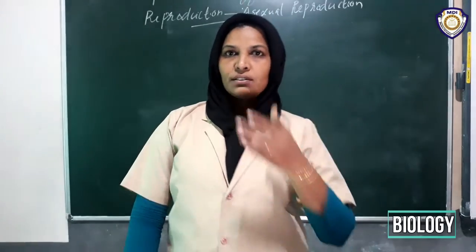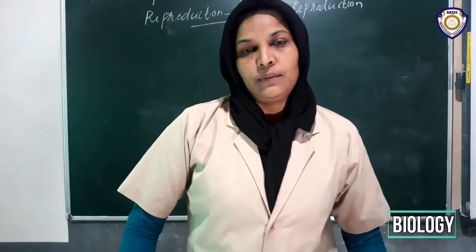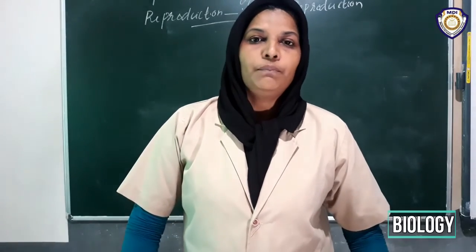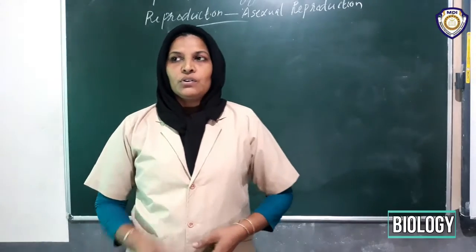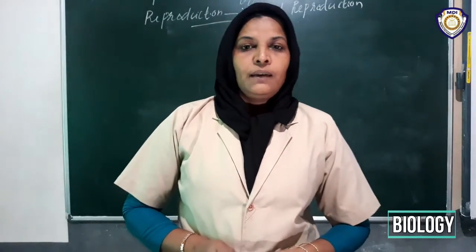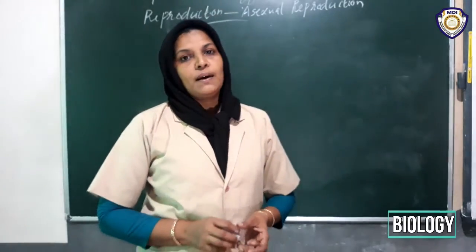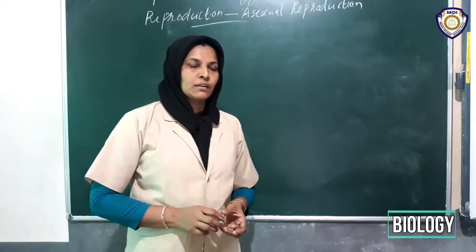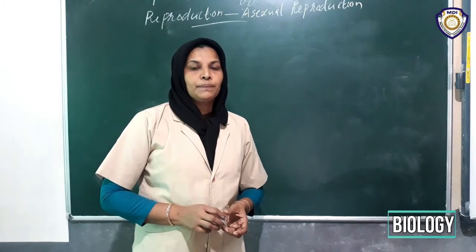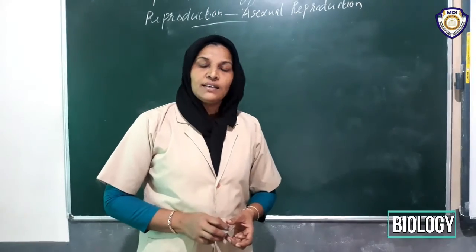We have discussed asexual reproduction in earlier classes. We have studied some types from this topic. Do you know which they are? They are binary fission in amoeba, then multiple fission, then budding in hydra and yeast.